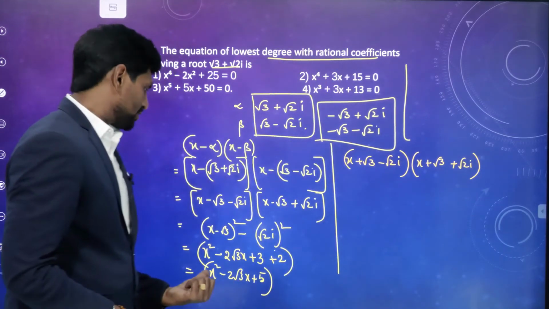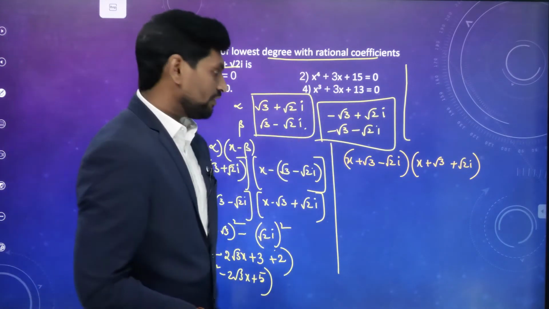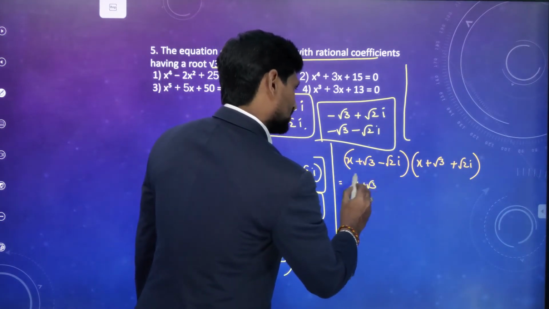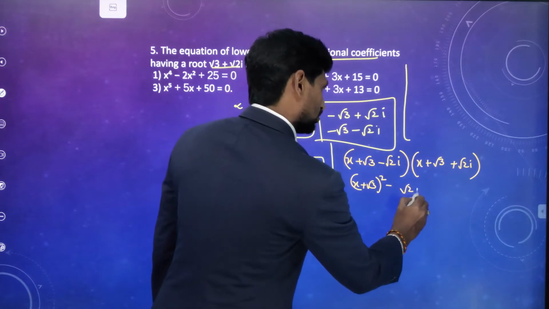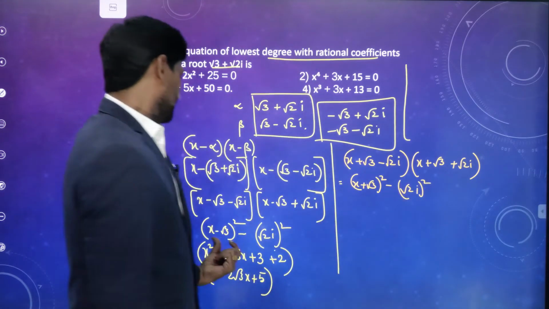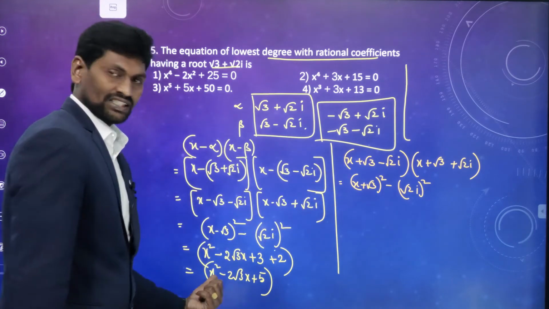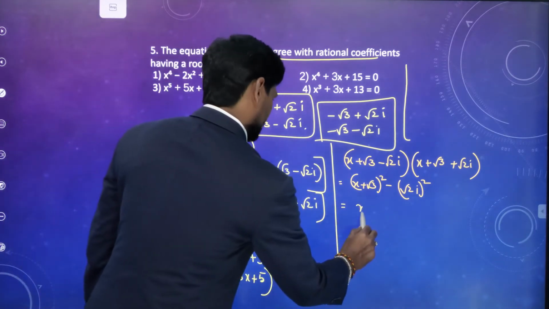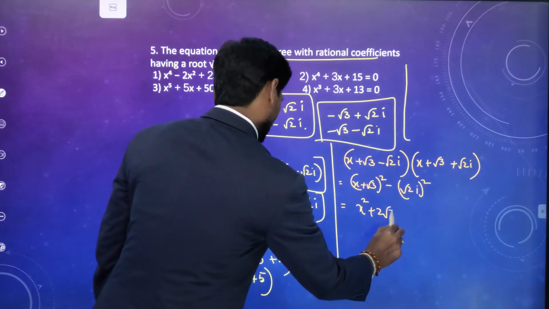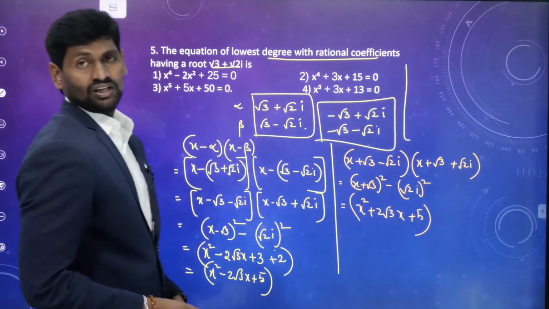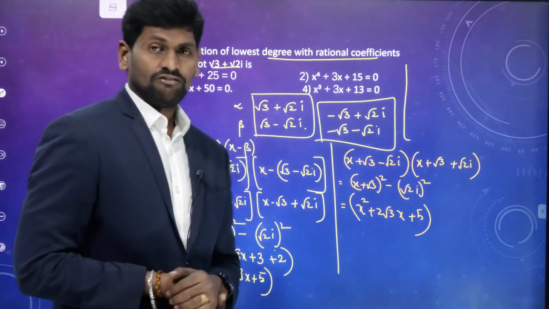Same like here previous one, a plus b into a minus b formula, a square minus b square. That means x plus root 3 whole square minus root 2i whole square. Same will come, right? But here minus is given, here plus is given. So last answer will be symbol changes. That means x square plus 2 root 3 x plus 5.